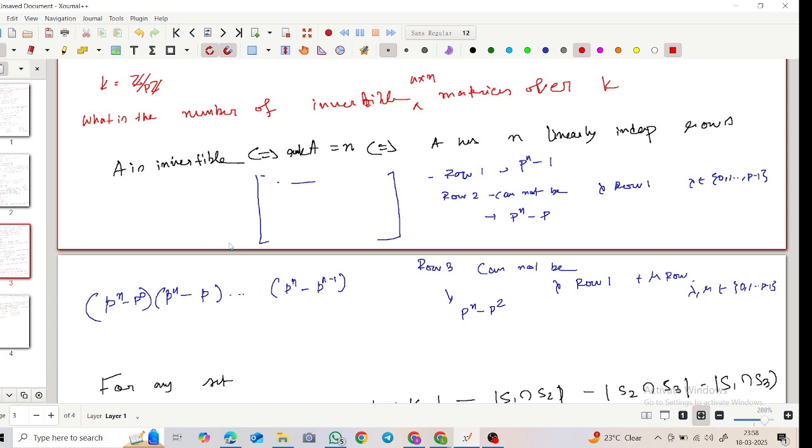What is the total number of matrices in this M n k? M n p z mod p z. In square elements, p options for each of them, so that is p to the power n square.